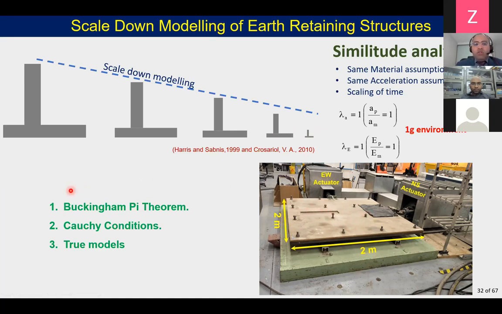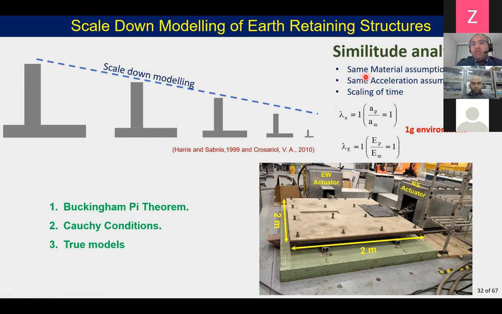So we followed all those theorems here. If you're interested, have a look at them. And it's really very important and very interesting if you can do such calculations to scale down your geotechnical models. They have lots of limitations, but if you understand it well, you can overcome some of them and get some meaningful results.